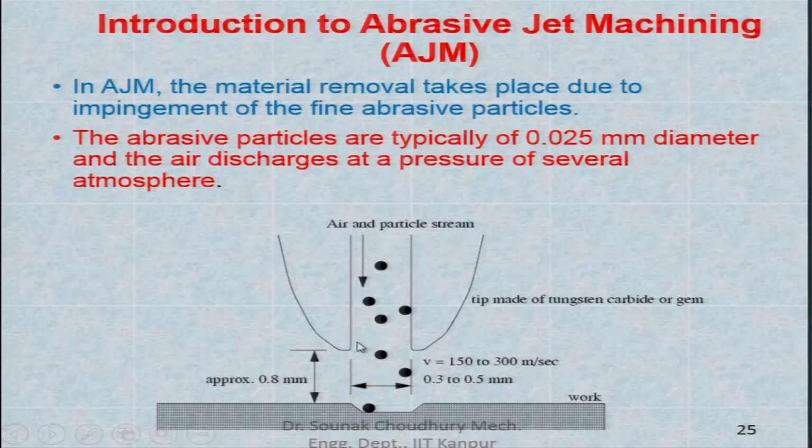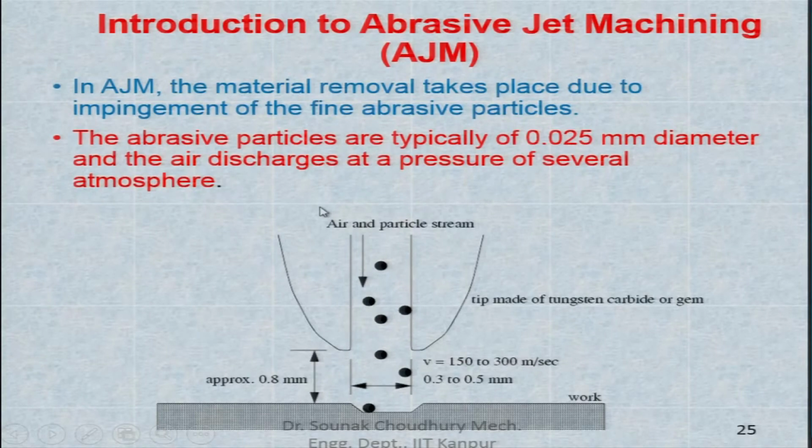As I said earlier, that standoff distance is very important. Now, the velocity, as I said, is very high, about 150 to 300 meters per second, and this distance, that is the nozzle diameter, is about 0.3 to 0.5 millimeter. The abrasive particles are very small, of 0.025 millimeter diameter.